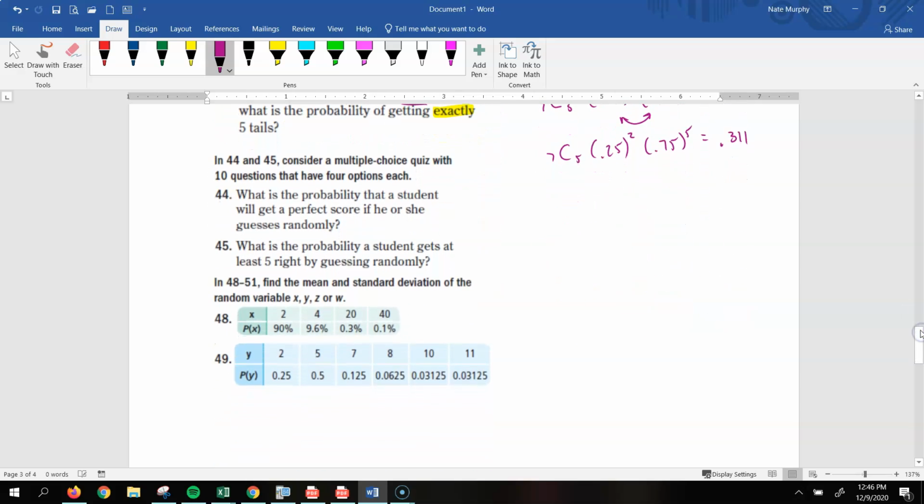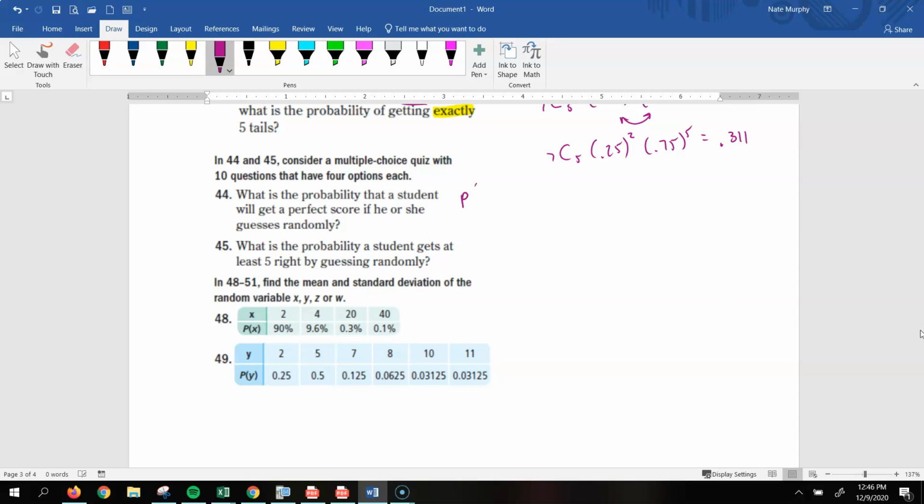All right, let's look at number 44. Number 44 says, what is the probability that a student will get a perfect score if he or she guesses randomly? Well, I guess I should read the problem. It says that we're considering a multiple choice quiz with 10 questions that have 4 options each. So we have 10 multiple choice questions, and each one has 4 options. So we have a 1 in 4 chance of getting it correct.